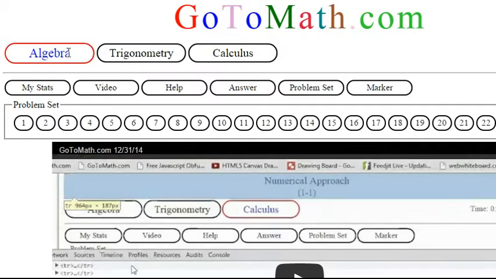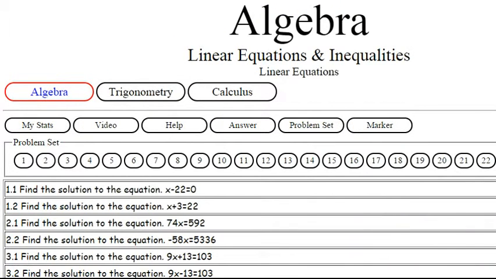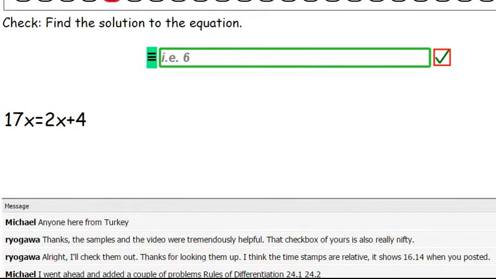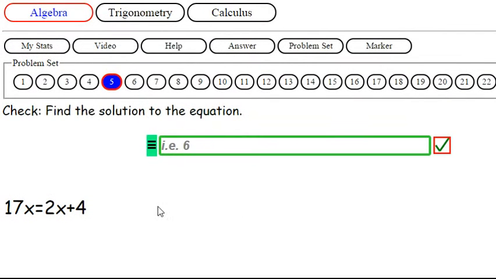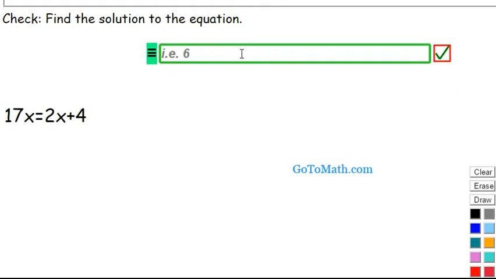Alright, we're over here at GoToMath.com. Click on algebra, go down to linear equations, and let's see, I believe we're doing 5.1 here. Click on that, and let's click on the marker board and bring that up. Find the solution to the equation.